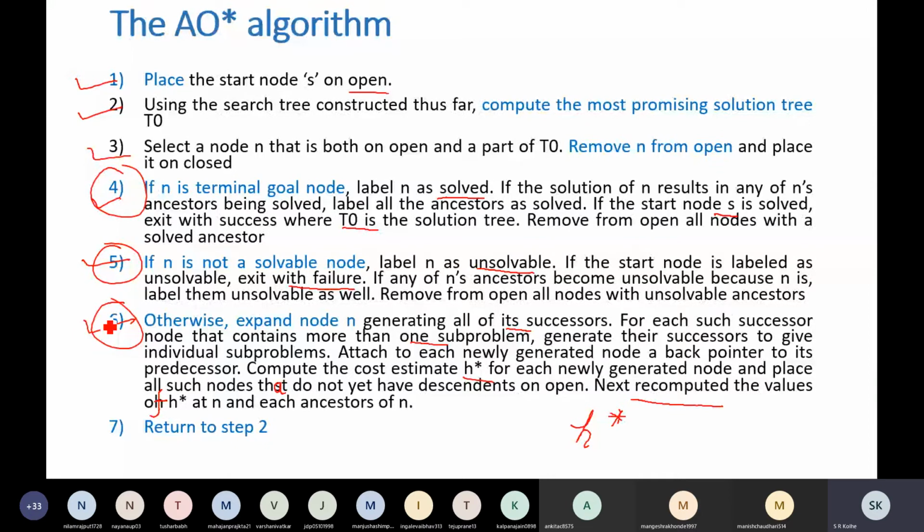Any difficulty up to this? No, sir. Others?